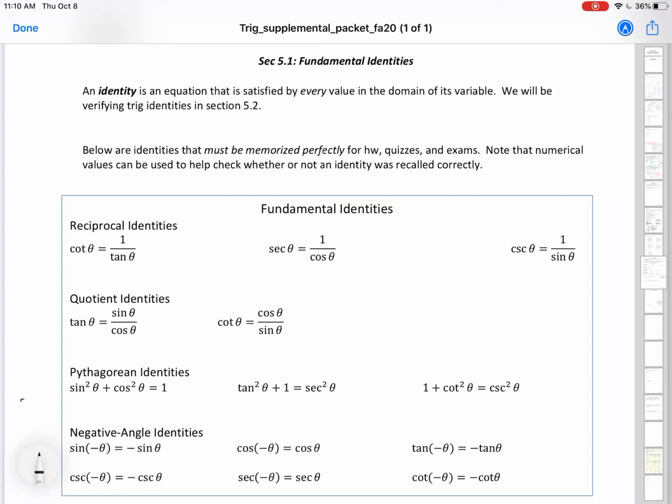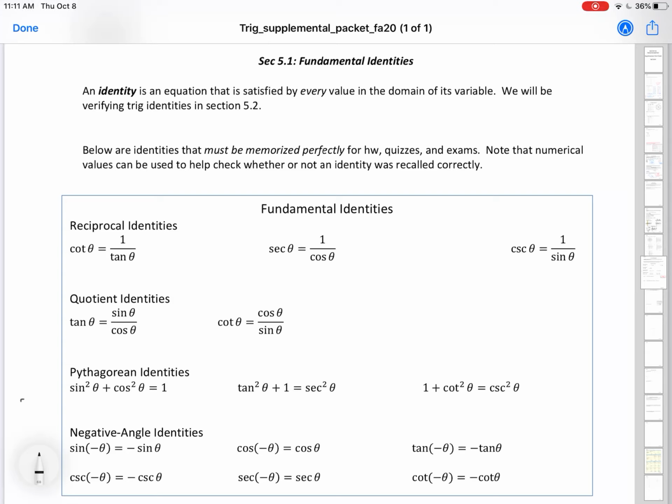Well, welcome to Chapter 5. Here in Chapter 5, we're going to be working on something that's really, really important, and that is identities. What's going to be ultimately happening is we're going to give you a trig expression, and we want you to go through mathematical arguments to show that it's something else.